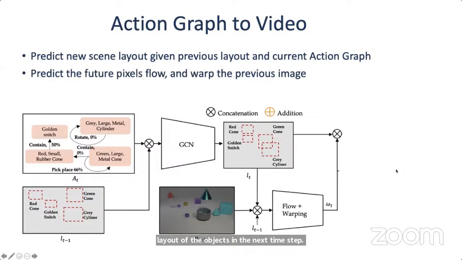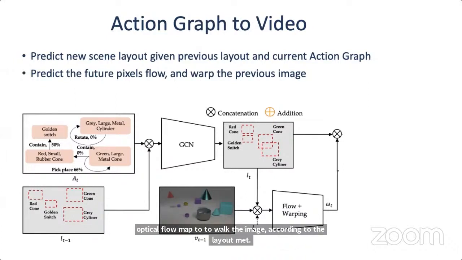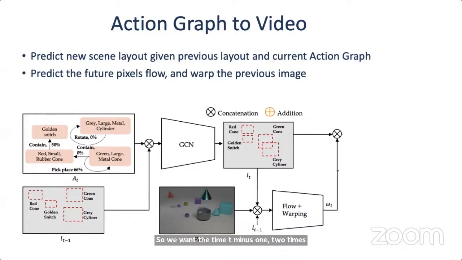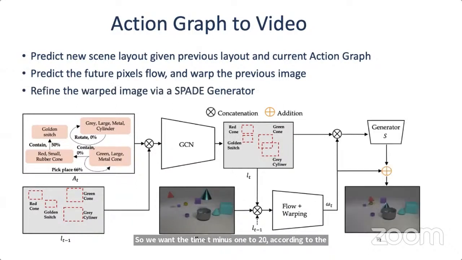According to the new layout of objects in the next time step, we can warp the previous feature to a new image in the next time step. To do so, we basically use the optical flow map to warp the image according to the layout map. So we warp time t-1 to time t according to the new layout in time t. We use the space image to image translator to refine the warping result and then get our final pixel output.